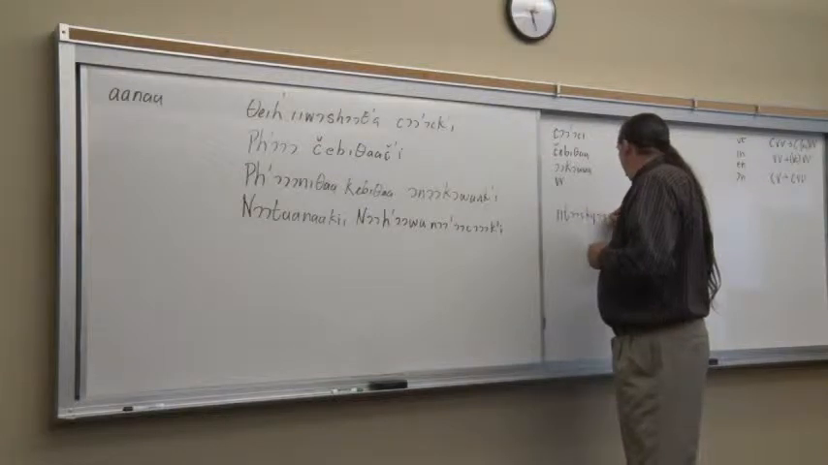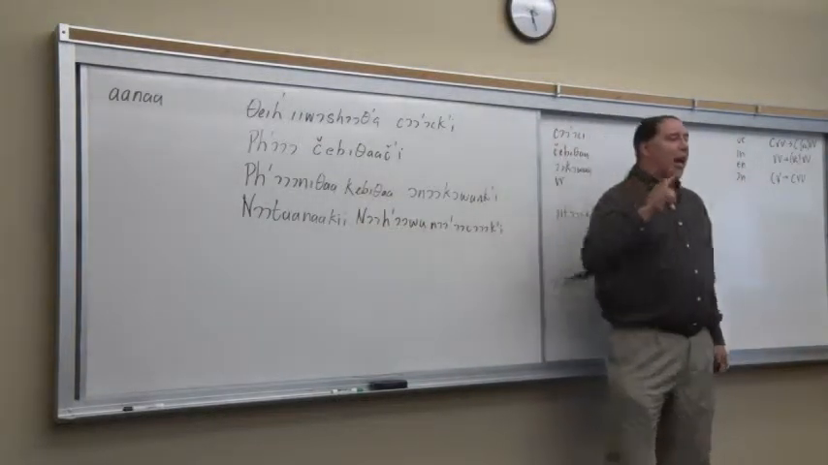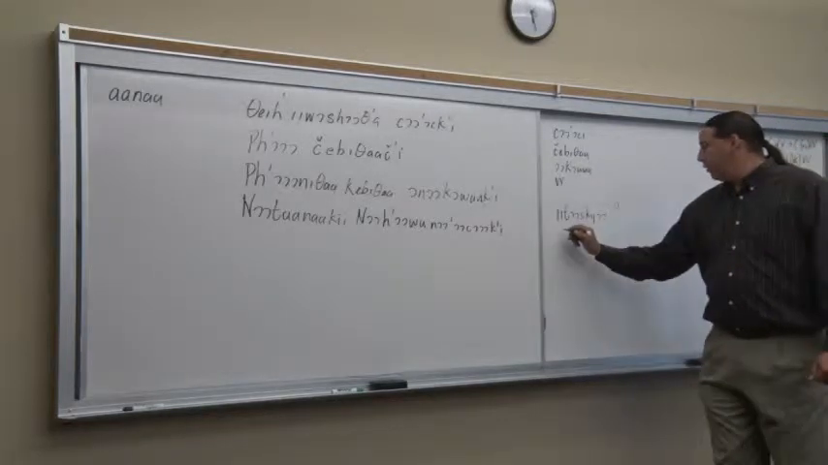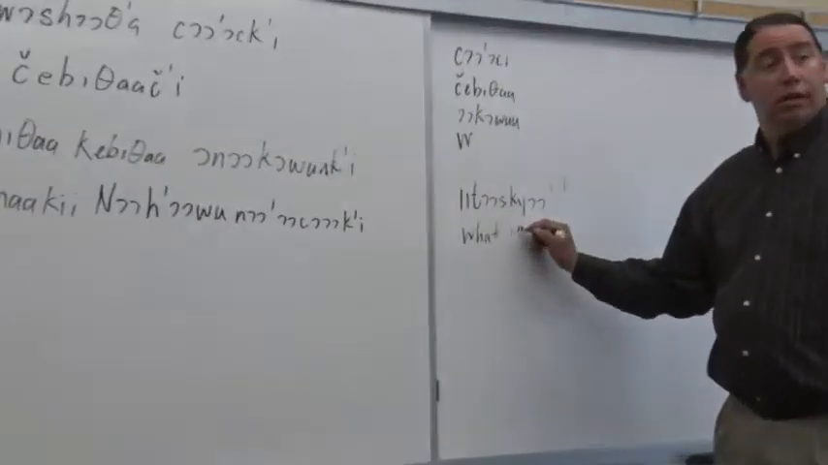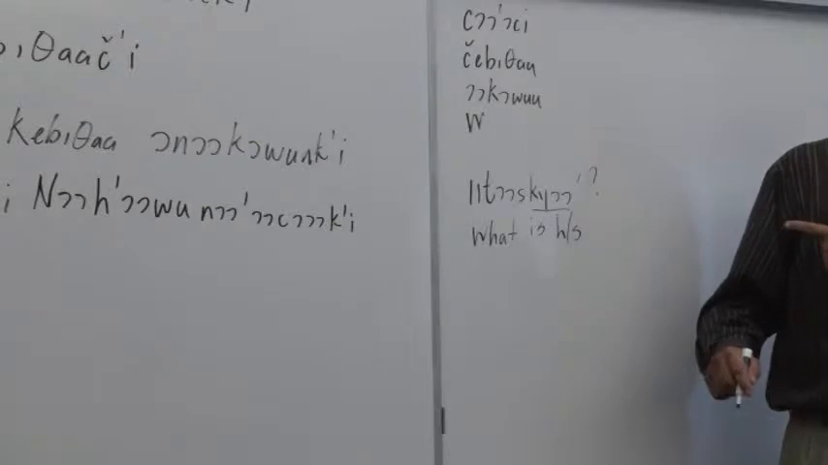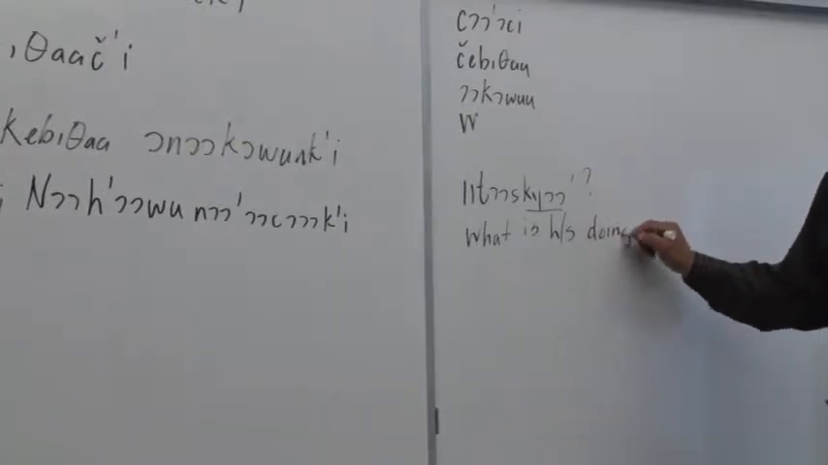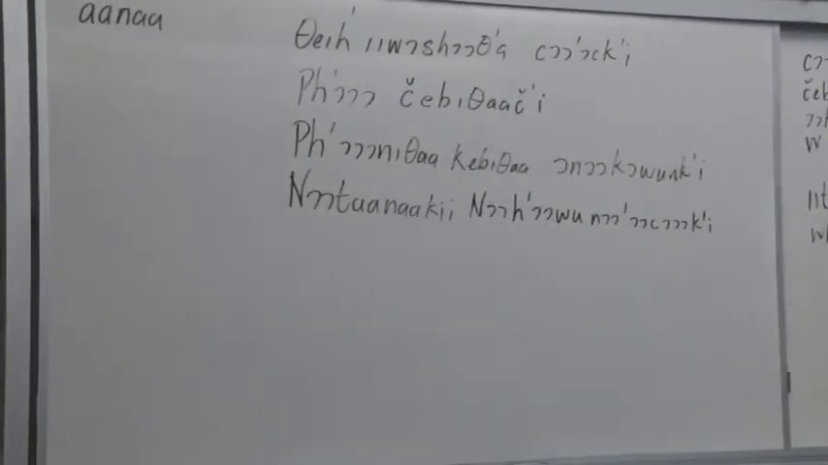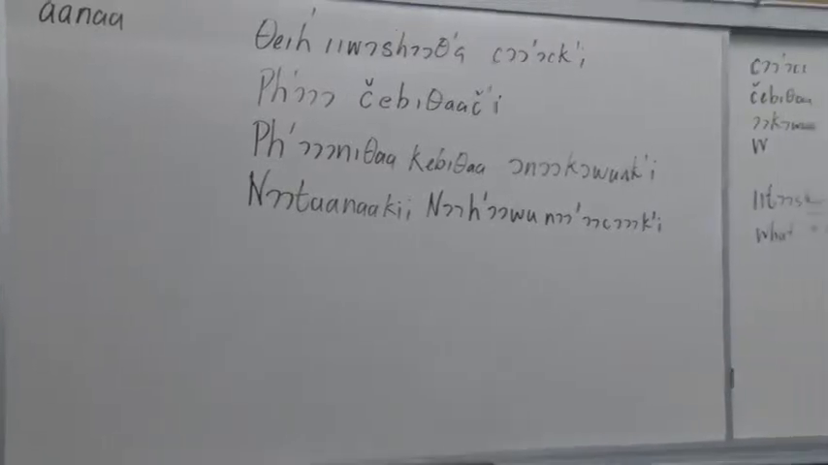Itaskya. Itaskya. Natanaki. What does itaskya mean? What? Is he or she? What did gya mean? Do. What is he or she doing? So, itaskya. Natanaki. Naha wunna atsa. Why? Hey. Enna. Anakawuk. Enna Anakawuk.